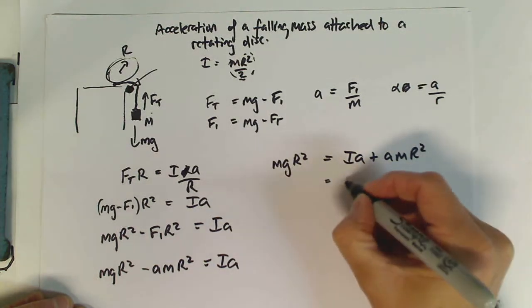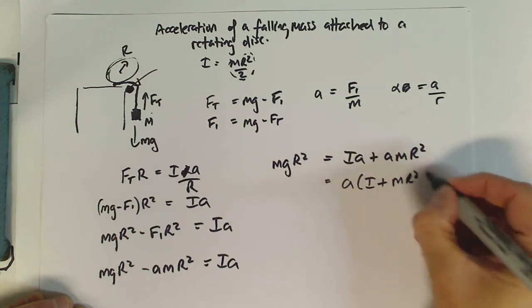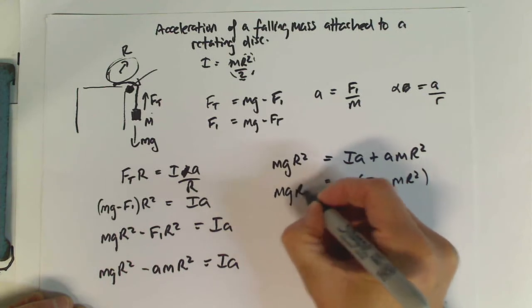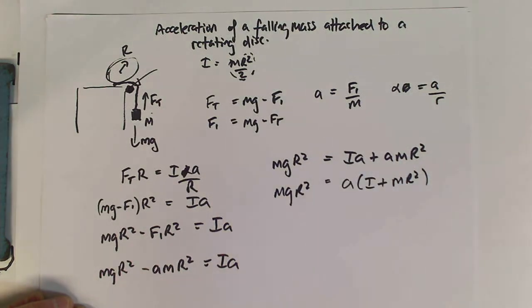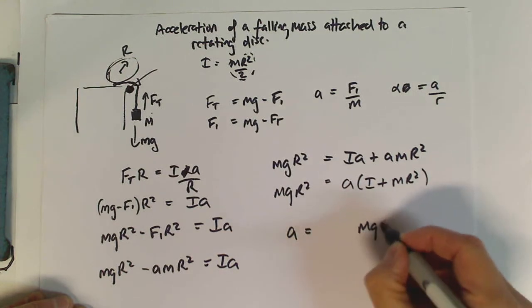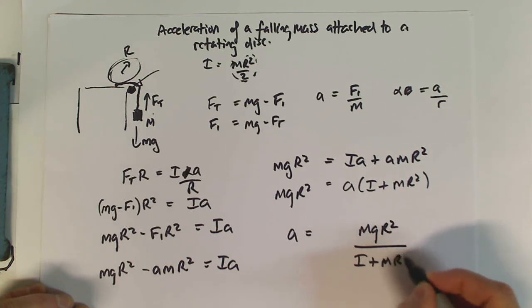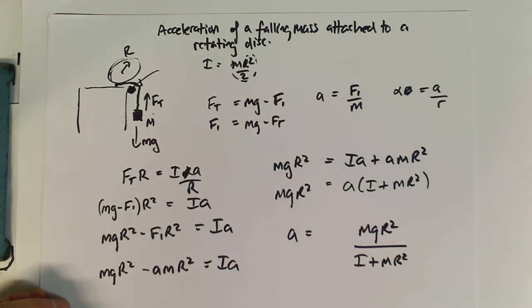Take out the common factor of the A's, then we've got I plus M R squared, mg R squared, and we're starting to be there. So we can bring that over, and so A equals mg R squared, all divided by I plus M R squared. Now, don't make the mistake of substituting in the I, the m big R squared over 2, and then cancelling out m's and things like that, because that m is different from the falling mass m. This is the formula we wanted.